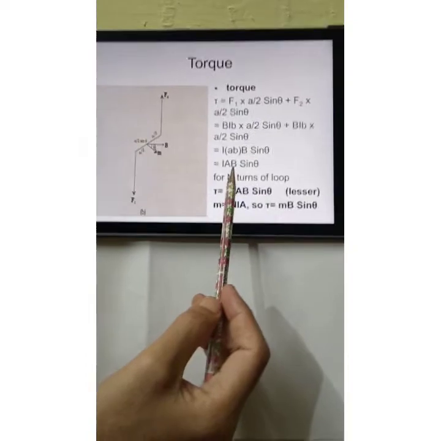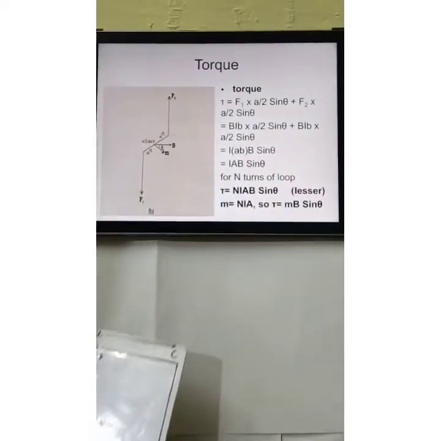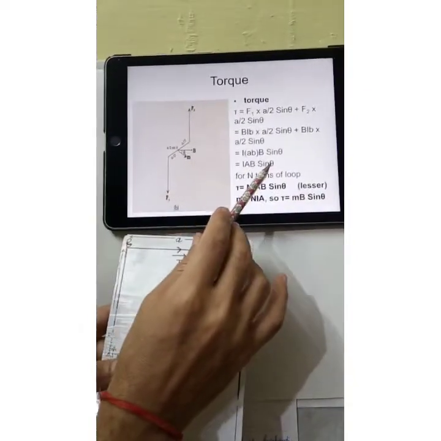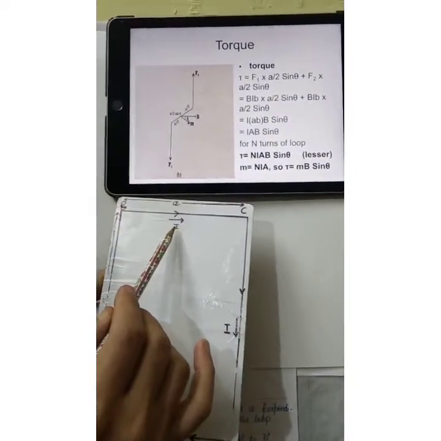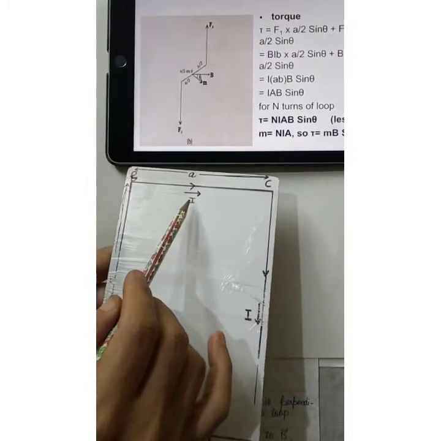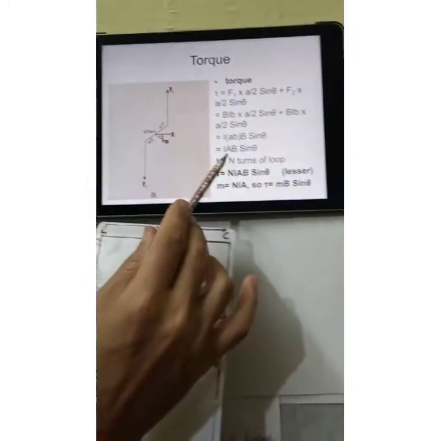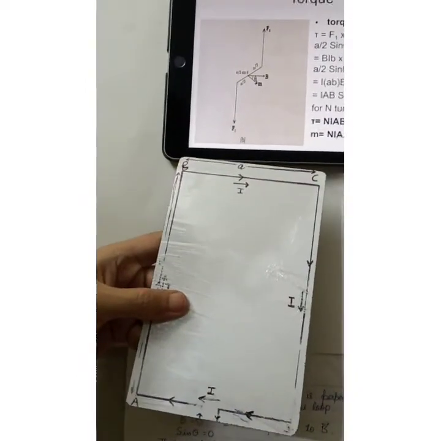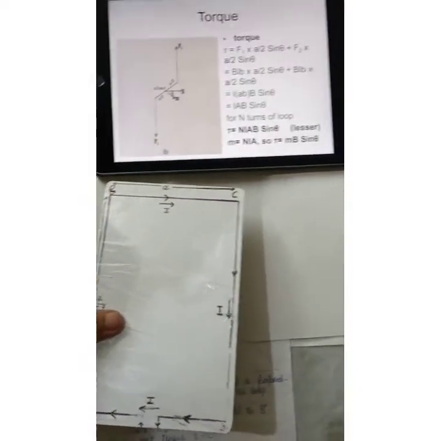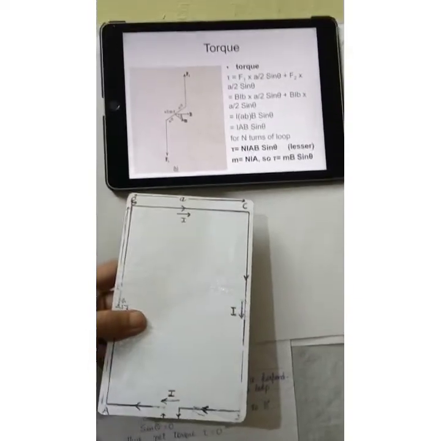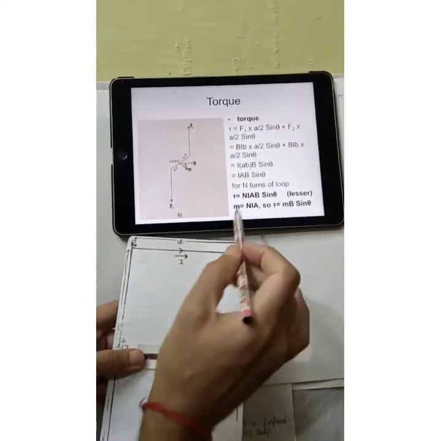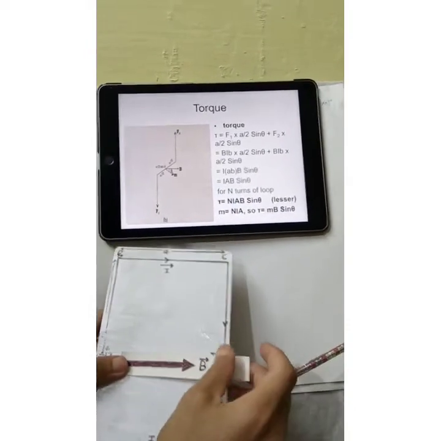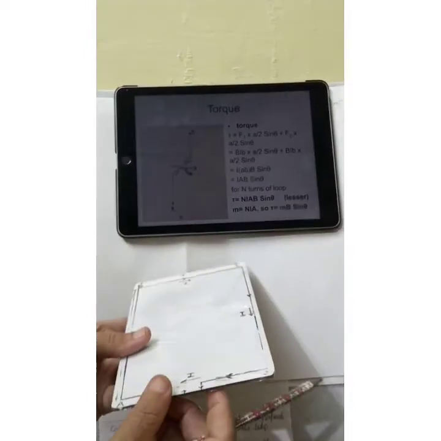So the torque depends upon the following factors. The torque depends upon I, current, A, area, and B, magnetic field, and sine theta, the orientation theta.